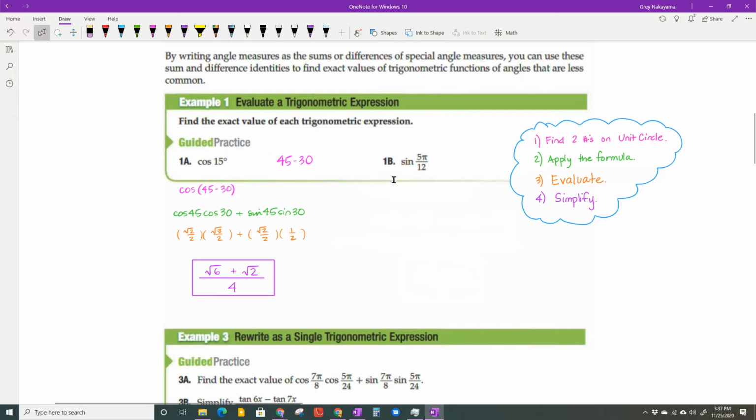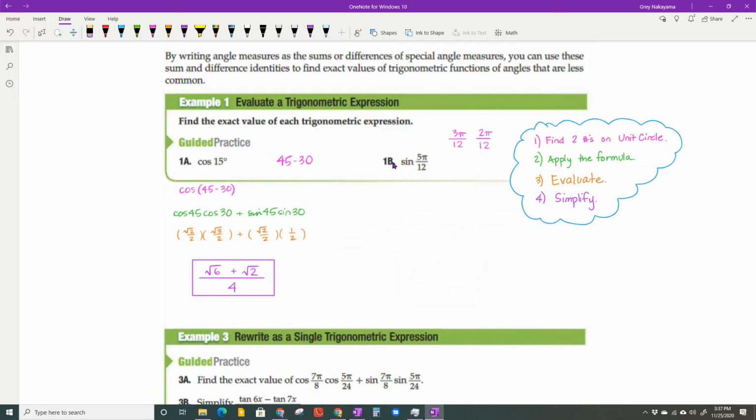1b, sine of 5 pi over 12. But find two numbers. Now, I'm going to tell you how to get to this, to find two numbers on the unit circle. Find two numbers that add up to 5. And there is, of course, more than one. But the ones that come to my mind first are going to be 3 and 2. And then I'm going to put those numbers over 12.